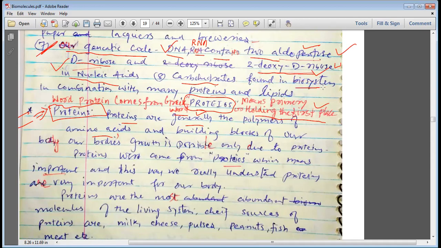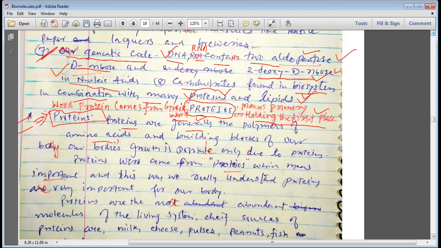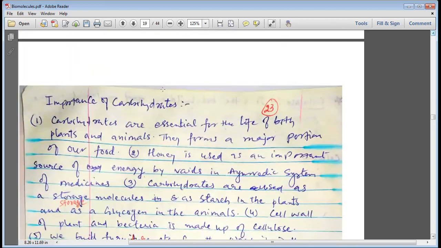Carbohydrates are found in the biosystem in combination with many proteins and lipids, my dear students. So carbohydrates are also found in the biosystem. They are combined with the proteins and they are combined with the lipids. So these were some of the important applications, or some of the important points about the utilization or importance of carbohydrates.